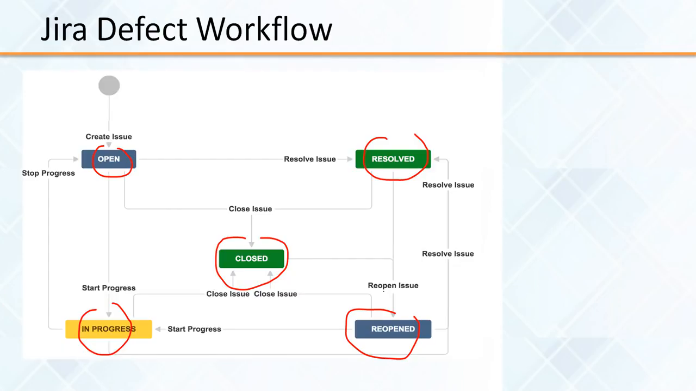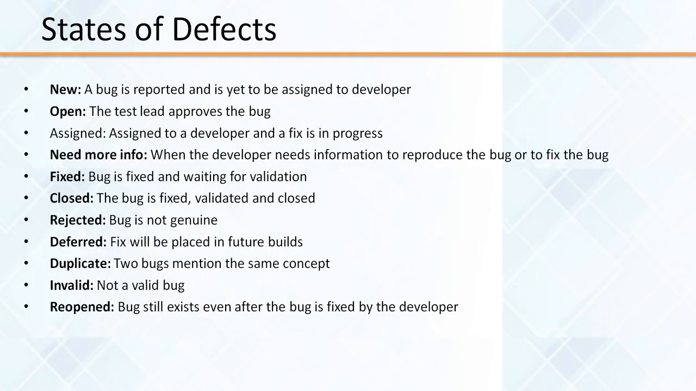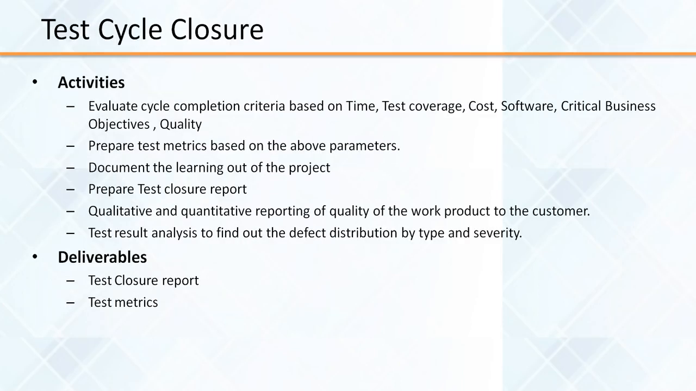Now the last one in SDLC, the last phase, is test cycle closure. In the test closure, we need to evaluate many things, like whether all test cases have been executed or not, and whether all bugs have been closed or not. We will review all these things in the meeting. So evaluate all the completion criteria based upon time, coverage, cost, and software, and prepare test metrics based on the above parameters.